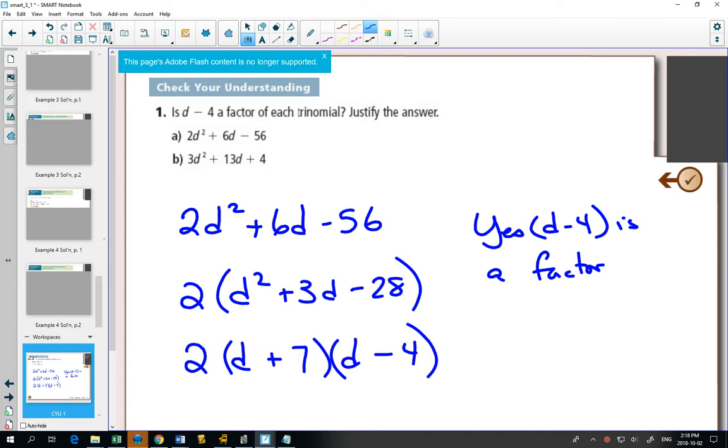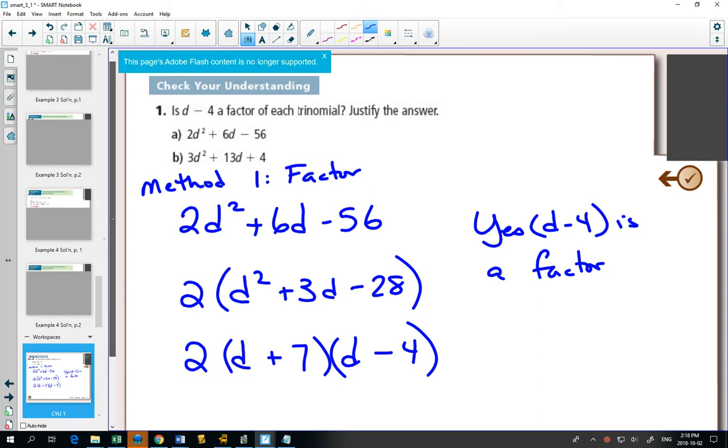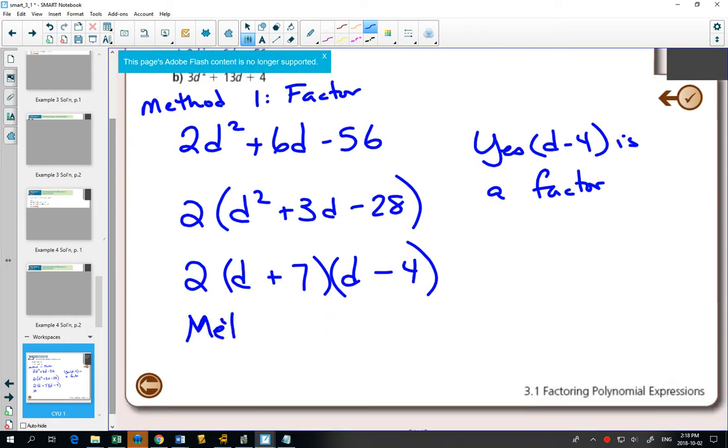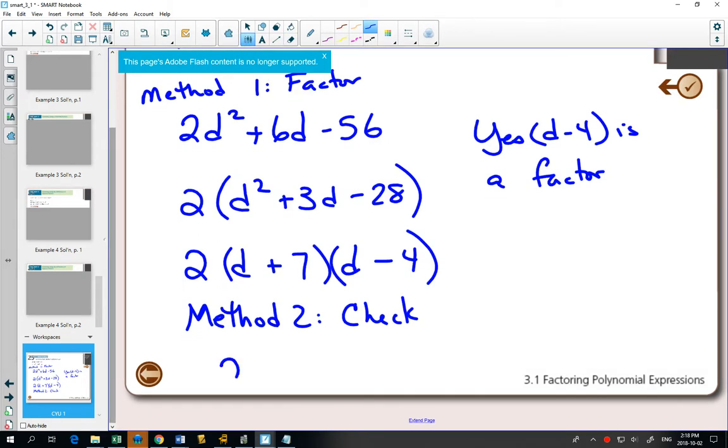So method 1, you just factor it like normal. I'll write that in. Method 1 in this kind of question: factor. Method 2: check. By check, they're saying that 2d squared plus 6d minus 56 should be equal to, if d minus 4 is a factor, then one of these would be d minus 4, and the other one would be something else.